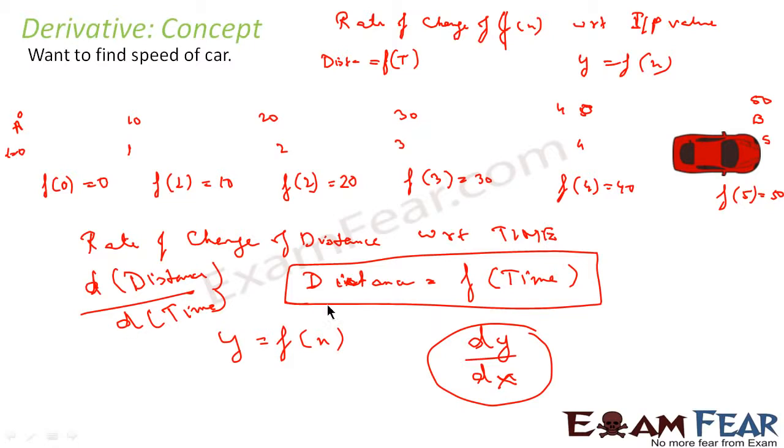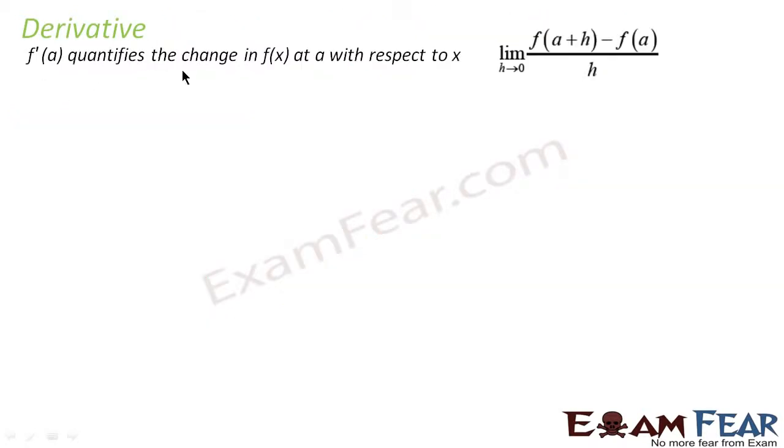For example, for y is equal to f(x), if you want to find the rate of change of y, that is the function value, with respect to x, that is the input parameter. So the rate of change of function value with respect to the input parameter, we use derivative. So we have this function f of x.